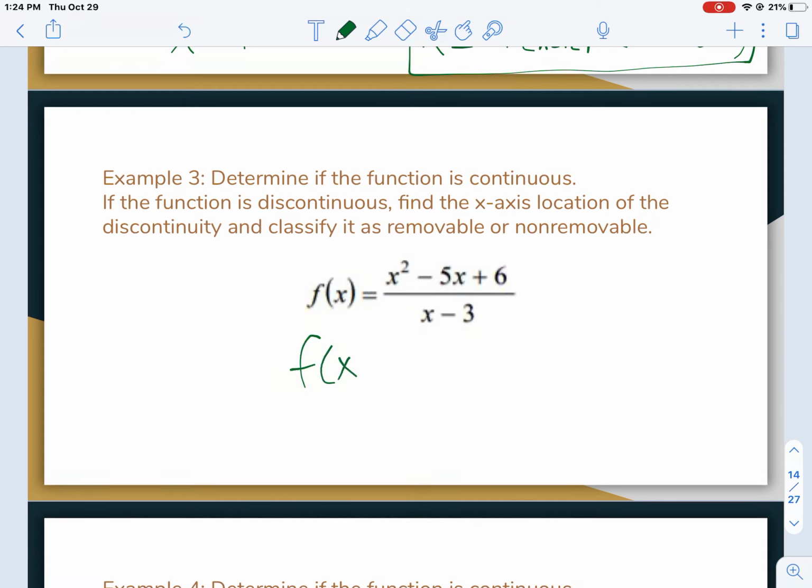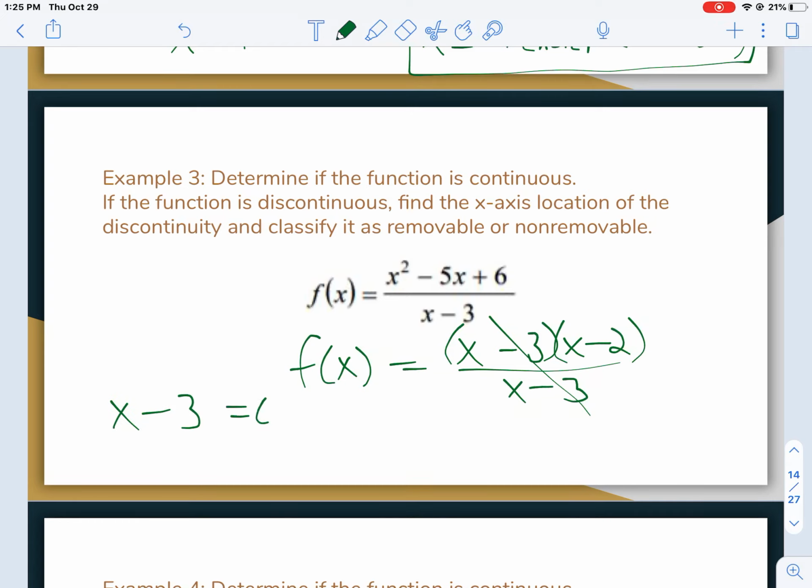All right, same thing here. So x minus 3, x minus 2, x minus 3. These cancel. So at x equals 3, I have a hole again, and the holes are removable discontinuities, okay?